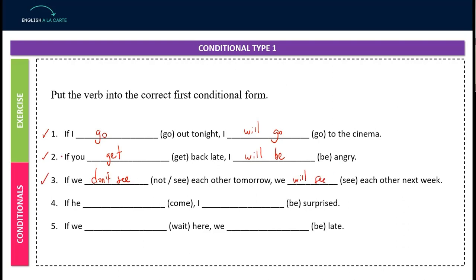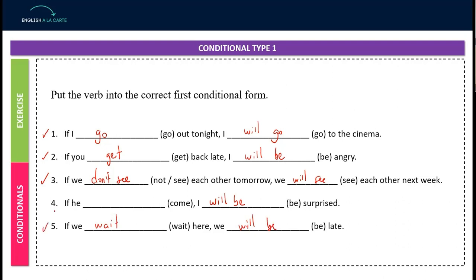Number four. If we come, sorry. If he comes, I will be surprised. Okay. Number five. If we wait here, we will be late.